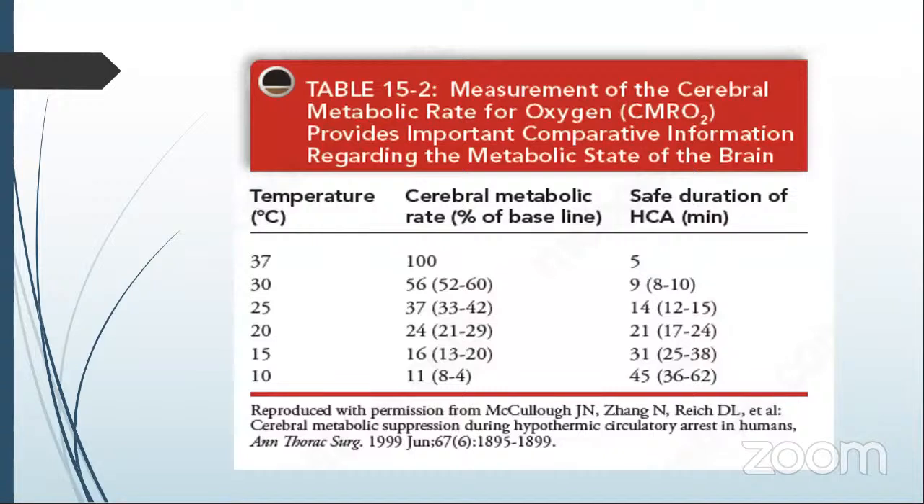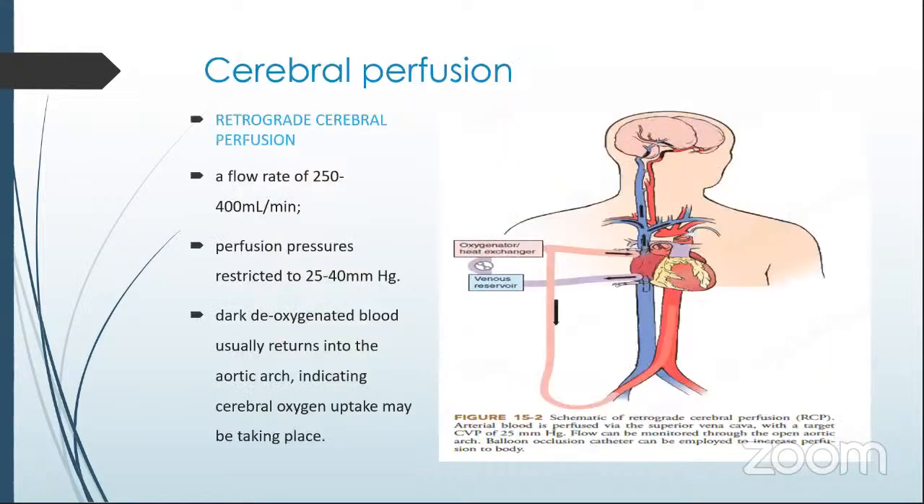This is the table I already showed you, that at 15 degree temperature, the safe duration is about 31 minutes, and at 10 degrees, the safe duration is about 45. More than 45 minutes will lead to ischemic brain injury. Now, if you find that you need more than 45 minutes to complete your surgery, then you need to do a cerebral perfusion strategy. We have two strategies, retrograde cerebral perfusion and antegrade cerebral perfusion.